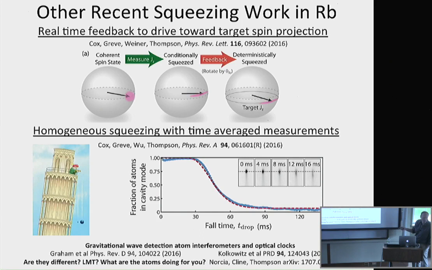Atom interferometers involve sequences called large momentum transfer. What's that about? That doesn't happen in clocks. What's going on? And really, what's the fundamental role of the atoms? What are the atoms really doing for you in these proposals? And we have a paper out on the arXiv that at least clarifies for us the answer to these questions.